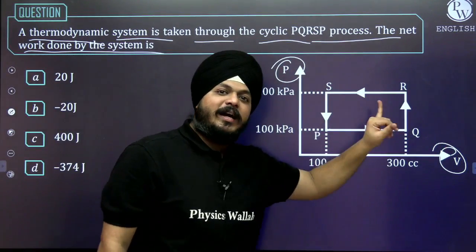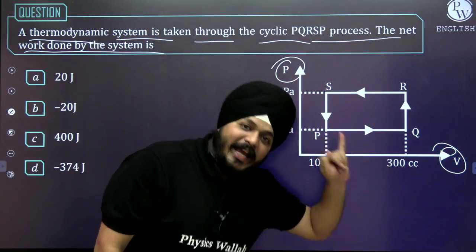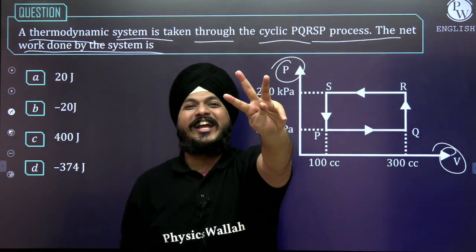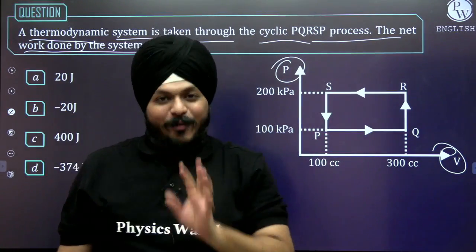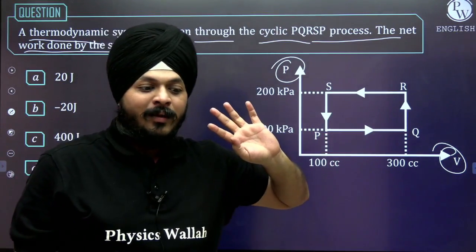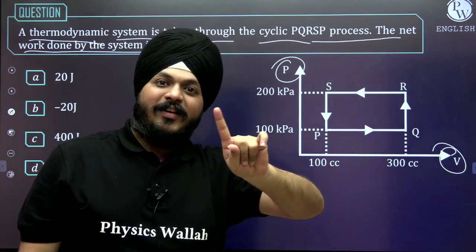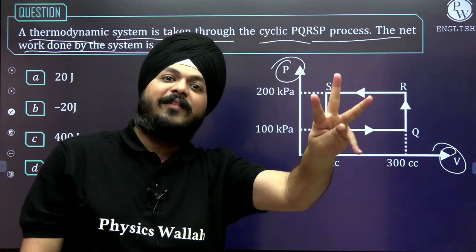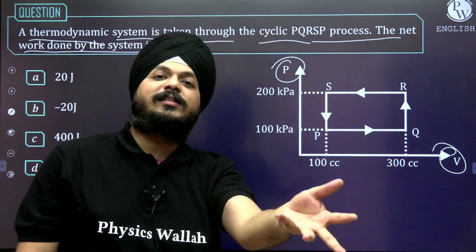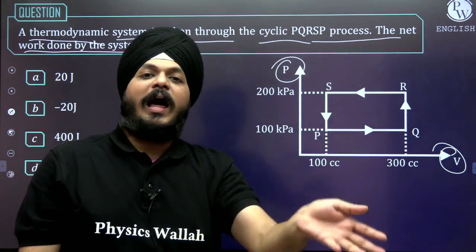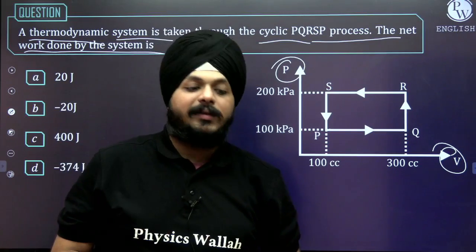If it is a PV graph and it is a cyclic process, then there are only three cases, and all of those three cases have direct formulas. I am going to give you these three shortcuts. We are going to apply the direct formula, replace all of those values, and get the answer.